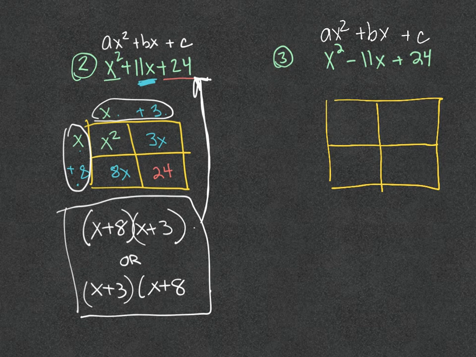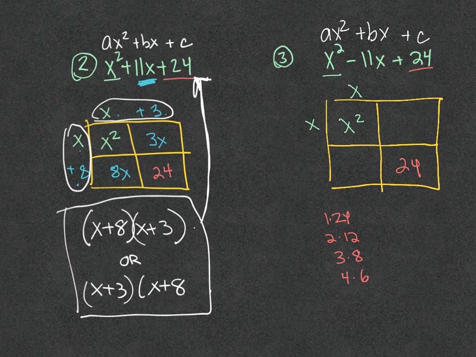Okay, and the first thing that I'm going to do is take that x squared and say, well, that is x times x. And then I'm going to take the positive 24, and now I'm going to think of the factors of 24 again. So 1 and 24, 2 and 12, 3 and 8, 4 and 6. Okay. Now this time, I'm looking for the set of factors that will make a negative 11x.